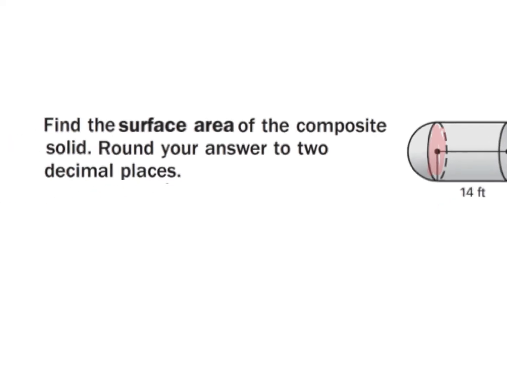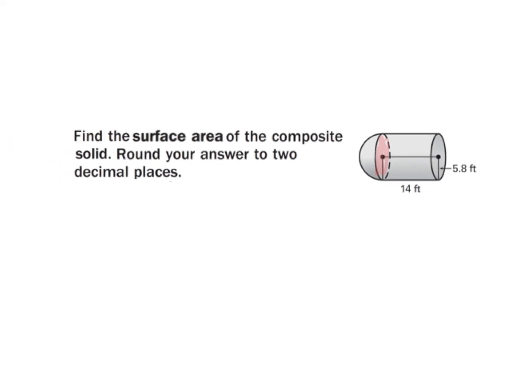So for the cylinder portion, and I'll write it out so maybe it'll make a little bit more sense. So for the cylinder portion, I have that right side circle. So I have one circle. Let's write that a little bit bigger. One circle, and then you still have your rectangle. But we're not going to count that circle that I highlighted in red because, again, it's not on the surface. Okay, so then the radius is 5.8.